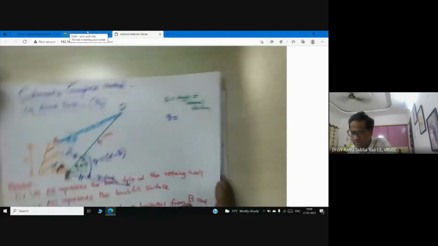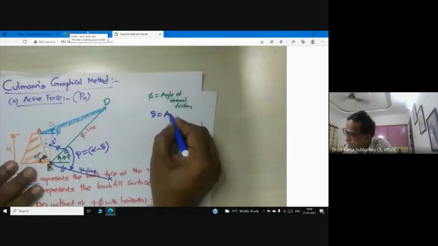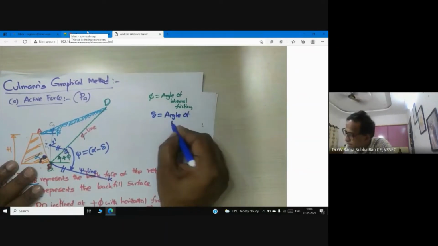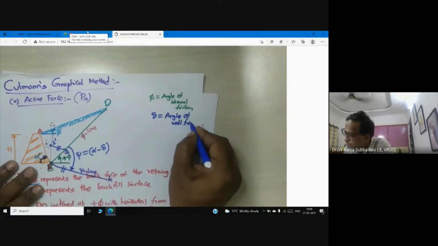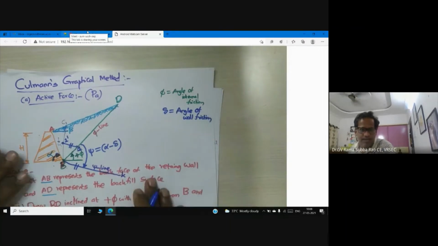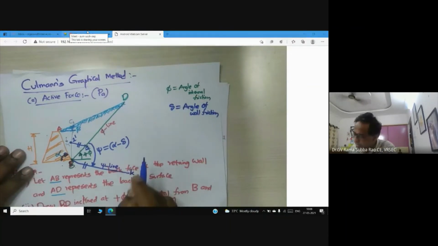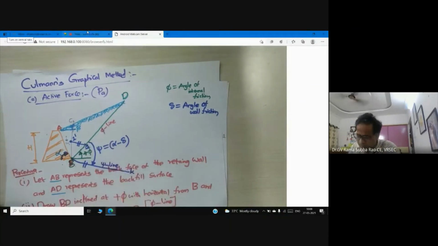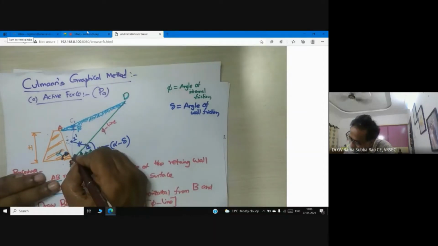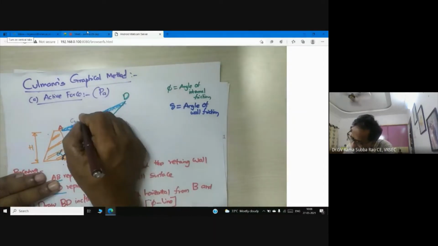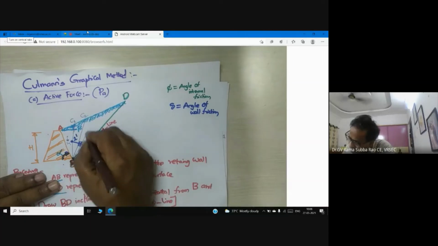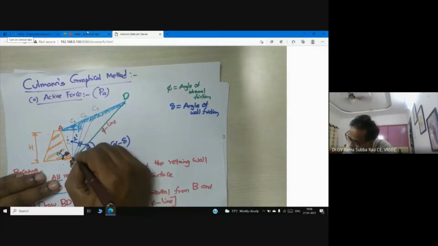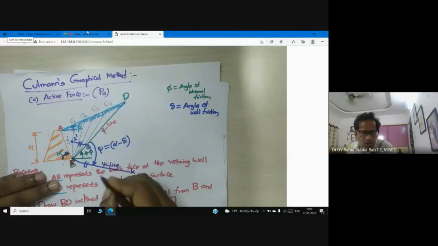So now you tell me what is delta. Delta is the angle of wall friction. Now you see what I am doing now. I am considering one more failure plane. What is this? C2. Considering one more C3. Considering one more C4.